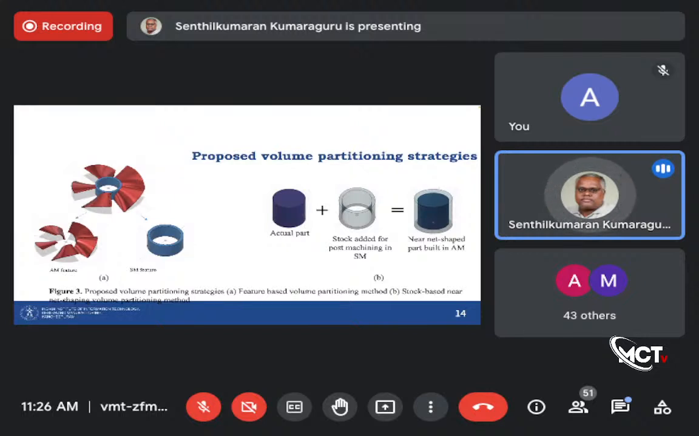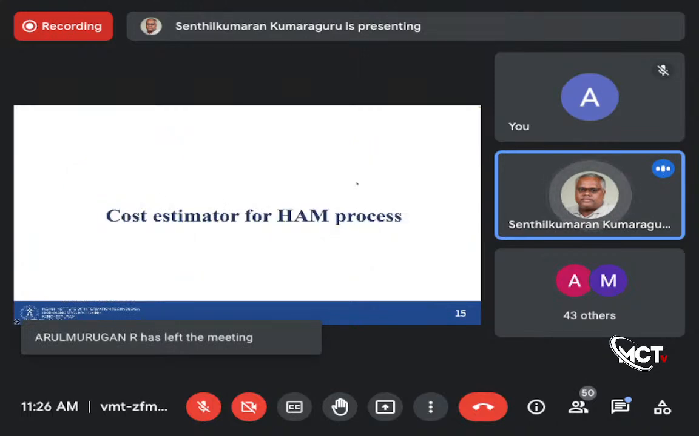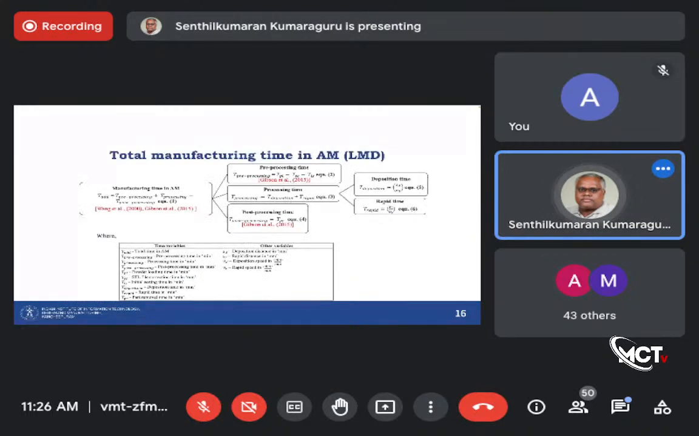So method one, where I'm going to compare the feature-based volume partitioning, and the second one is stock-based near-net shape volume partitioning. So these are the two things which I'm going to compare. But before that, I want to build my cost model.